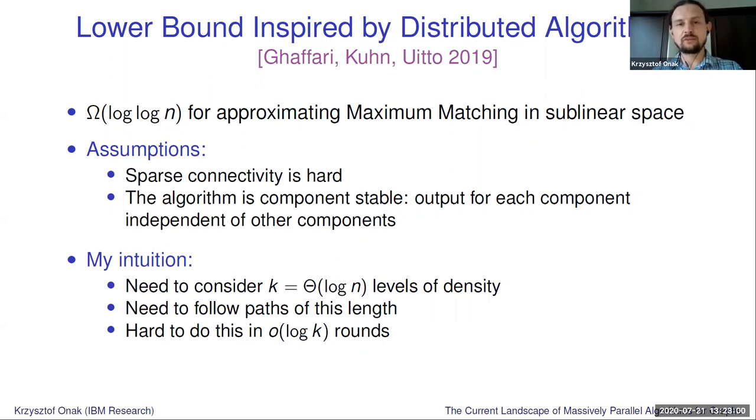So again, we don't know how to prove unconditional lower bounds really. And so they showed this under two assumptions. First of all, they assume that this sparse connectivity example, which I showed, that computing sparse connectivity is hard.